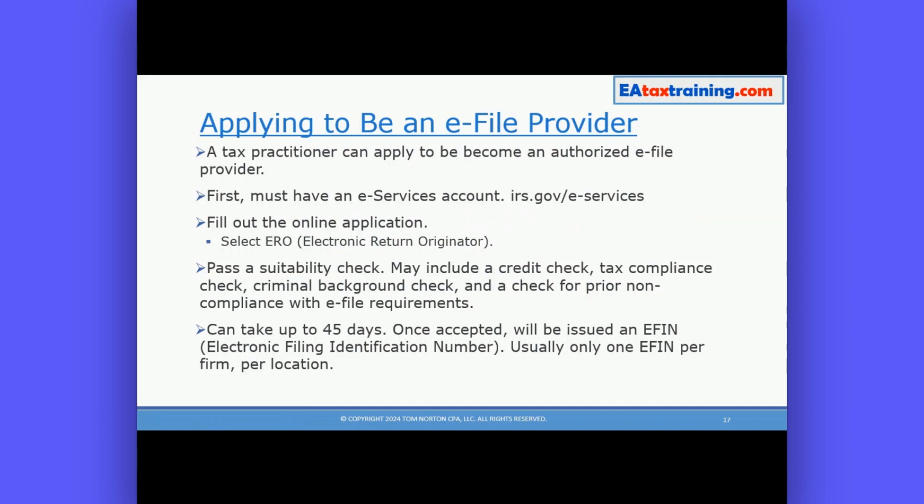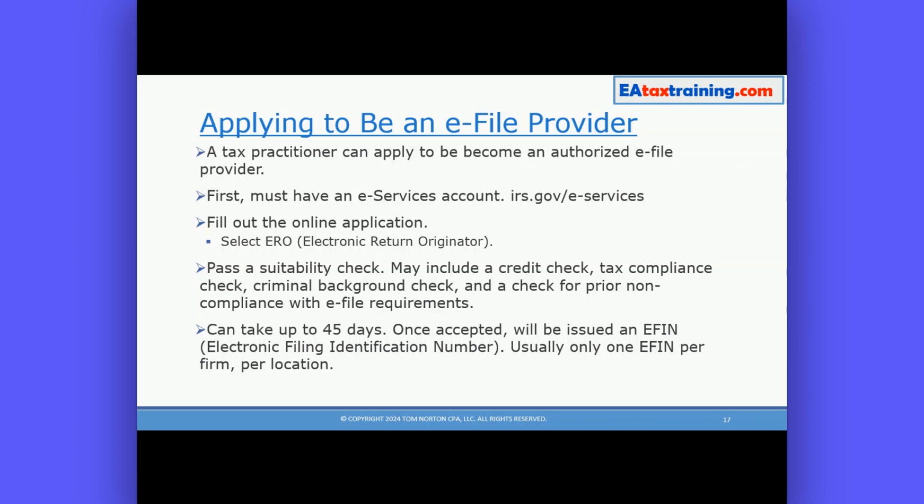In order to do so, the first thing you have to do is have an e-services account. That's at irs.gov/e-services. And then you fill out the online application. The one you're going to choose is Electronic Return Originator. So ERO, you're going to want to know this for the exam. You're going to see this a lot. ERO, Electronic Return Originator. In order to do that, you're going to have to pass a suitability check. It could include a credit check, tax compliance check, criminal background check, and a check for any prior non-compliance with e-file requirements. This can take up to 45 days.